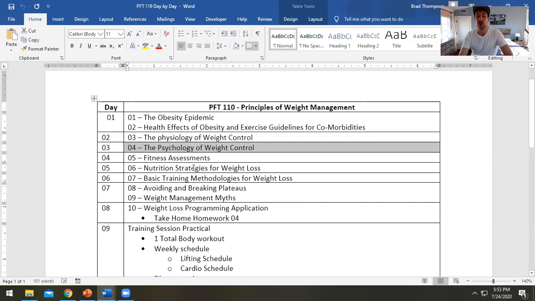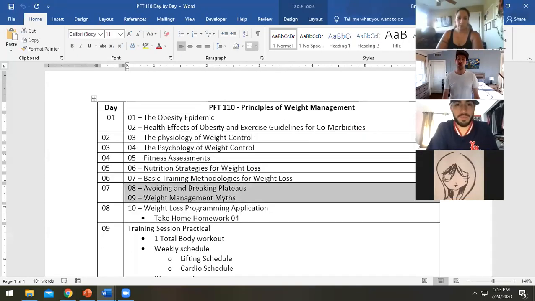Then we'll get into the very much program design stuff. We'll talk about fitness assessments, training methodologies that work particularly for calorie burns. How to avoid and break plateaus is actually one of my favorite talks because weight loss plateaus are one of the most brutal, I think, in a couple different ways. They're brutal in the sense that almost everybody struggles with it at some point. And they're also brutal because psychologically, they're one of the most frustrating types of plateaus.